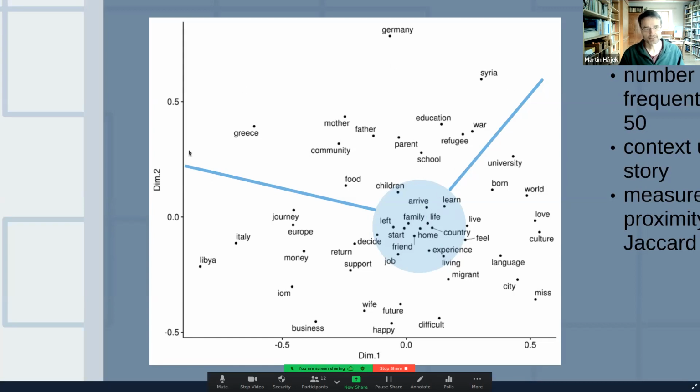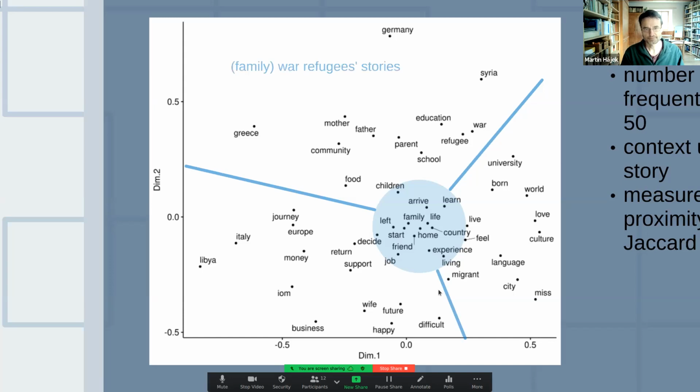First there is this segment. There are spaces between, so I put lines to differentiate the segments, and I also found the third segment, and I tried to label it. I tried to find what links all these words together: mother, father, school, refugee, education, war, Syria, Germany, Greece, food, children, arrive. My hypothesis is that this is war refugee stories. In war refugee stories, these words co-occur more frequently. They talk about refugees, about war, mother, father, the family, and also Germany and Greece. It goes from Syria through Greece to Germany, for example.